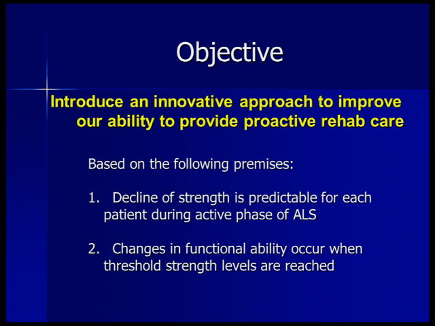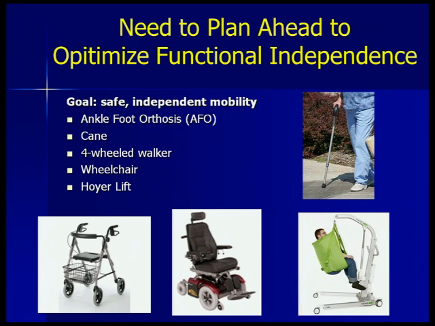It's based really on two premises. The first is that decline of strength is predictable for each patient during the active phase of ALS. And the second premise is that changes in functional ability occur when threshold strength levels are reached. So as rehab therapists and nurses in our ALS clinics, it's our job to plan ahead so that we can make sure that our patients have optimal functional independence.